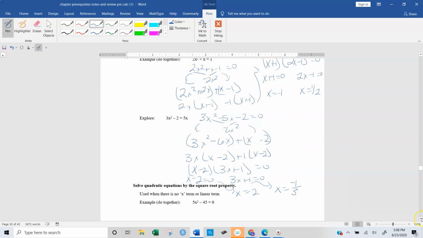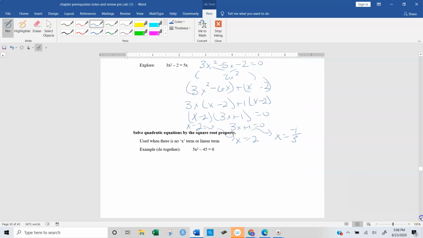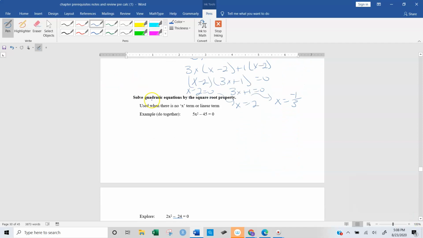Did you do well? Okay. Next part is just using the square root, which you've done forever. Also, I don't know if you've ever called it the square root property though. All we do here is we get the x by itself. So first we add the 45. So 5x squared equals 45. Divide by 5. So x squared equals 9.